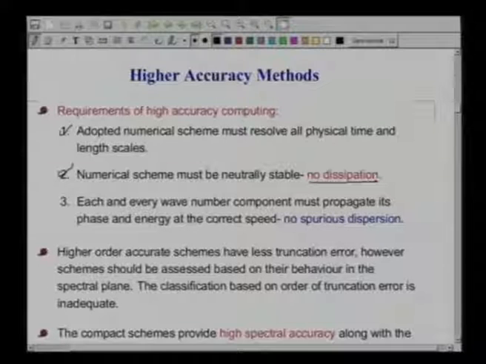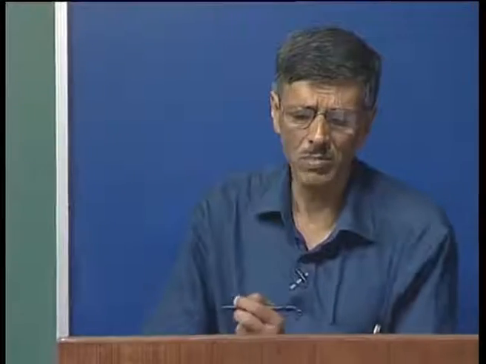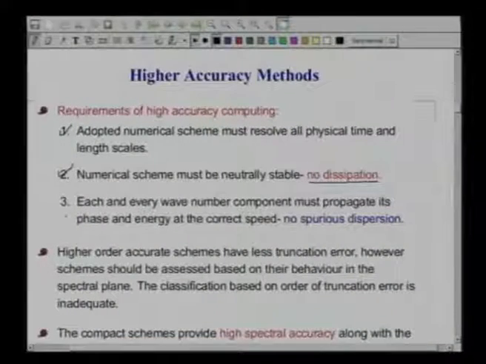Now, we also saw in the previous slide that there is another source of error, where the numerical phase speed becomes a function of wave number, and we said that is a hallmark of a dispersive system. We do not even want that, and that is what we have stated in point 3, that each and every wave number component should propagate its phase and energy at the correct speed, and that I have stated to you is the group velocity. So, we will go ahead and figure out how these things are evaluated, and we will find out how to avoid spurious dispersion. Okay. So, that is that. These are the 3 prime requirements of a high accuracy computing system.